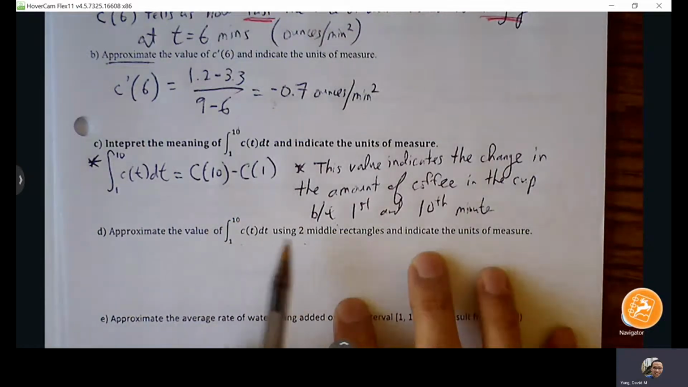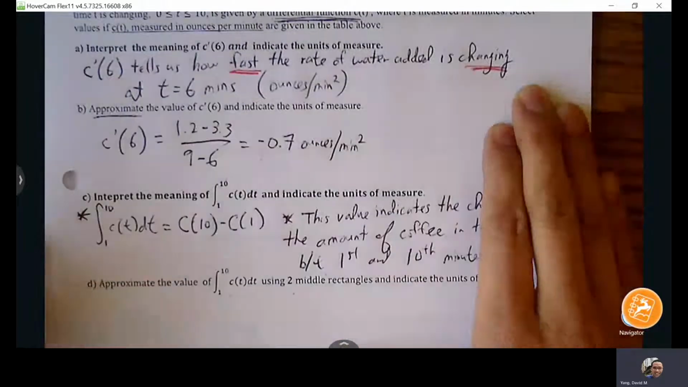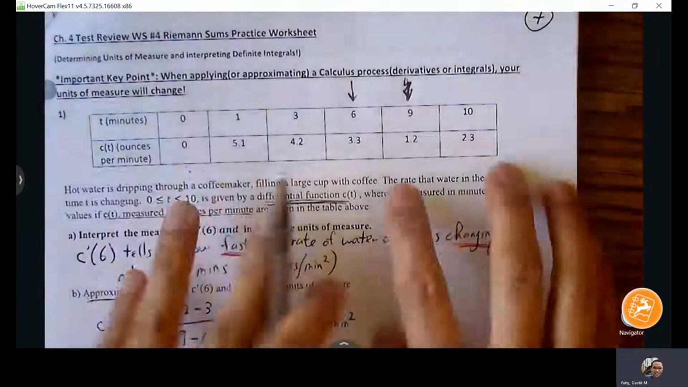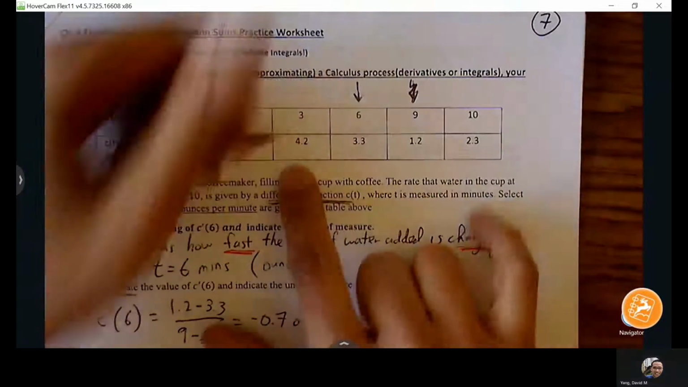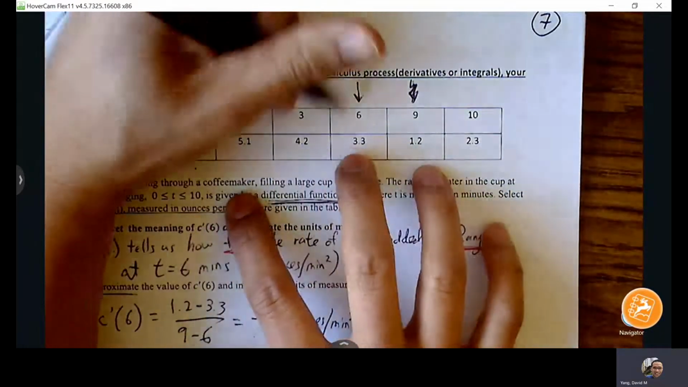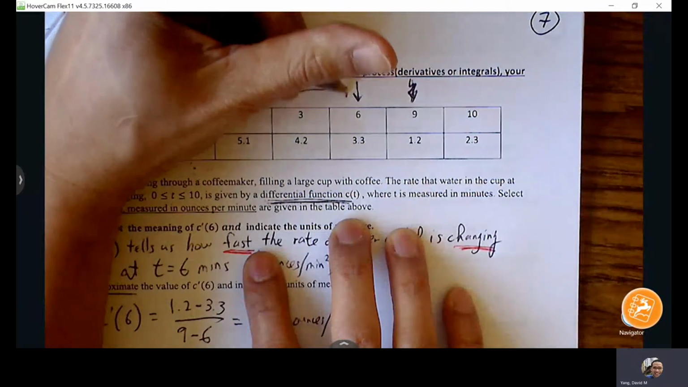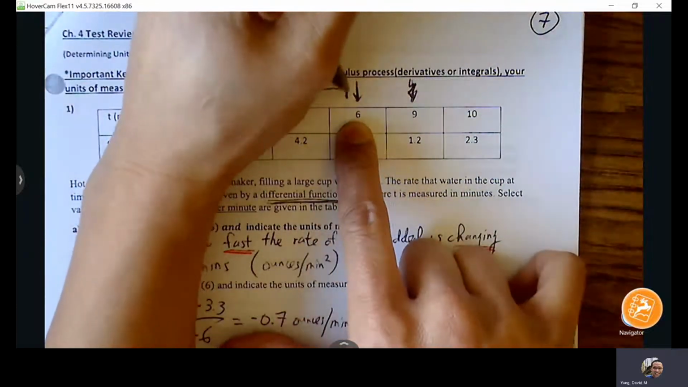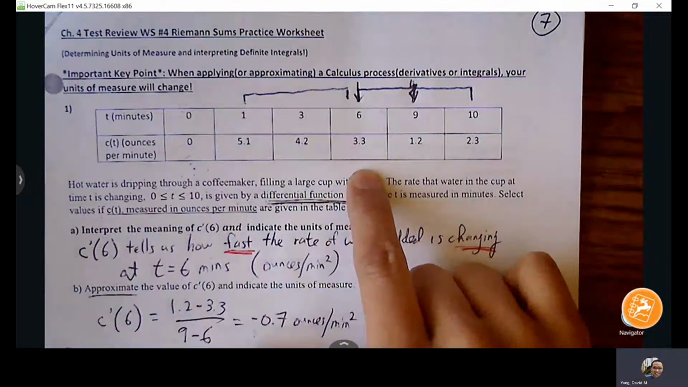Part D, approximate the value of the definite integral using 2 middle rectangles. So we're going to go back to Riemann sums here. We're not going to be able to get the exact value because we don't have a function to take the integral of, but we can use our table of values. So for 2 middle rectangles, we want to separate our intervals. Remember, you're going to be drawing 2 subintervals. Start at the middle of an ordered pair, end at the middle of the end ordered pair, and then pick up where you left off. The second interval will share the same ordered pair as the previous one.